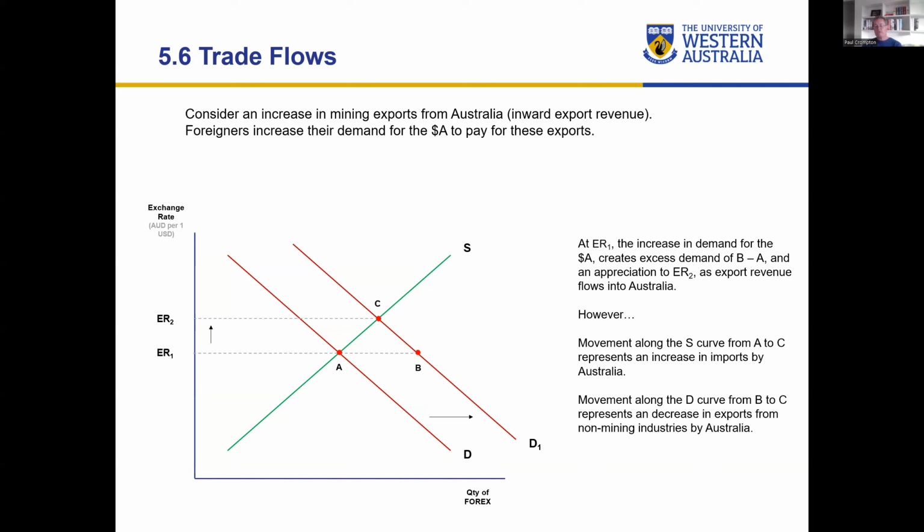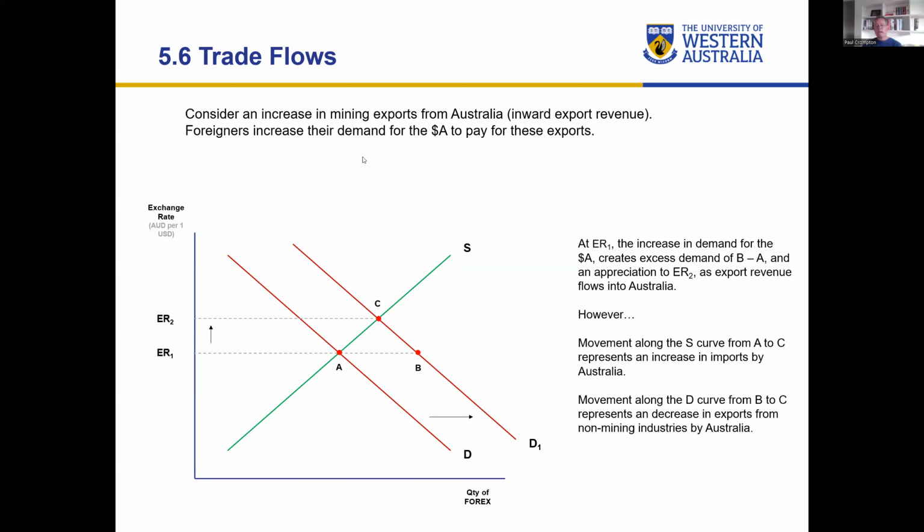So while the exchange rate is elevated during the mining boom, I guess we all benefit because imports are cheaper. So that means we can go on holidays overseas more easily. We can import all sorts of different foreign goods. And as we holiday overseas more and we import more foreign goods and services, that is the movement along the supply curve from A to C.